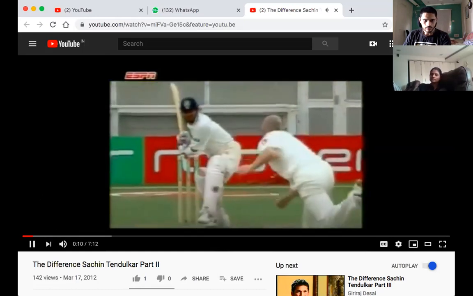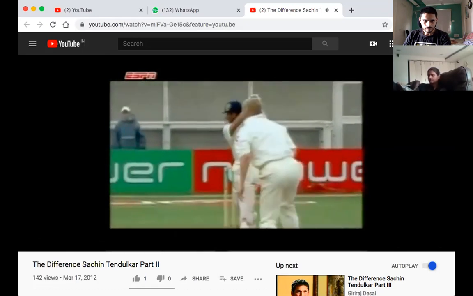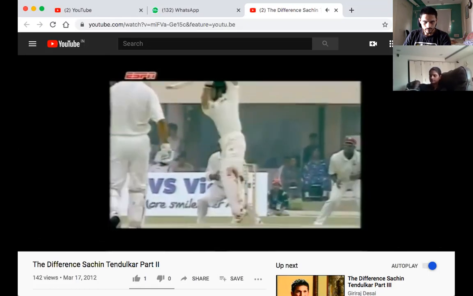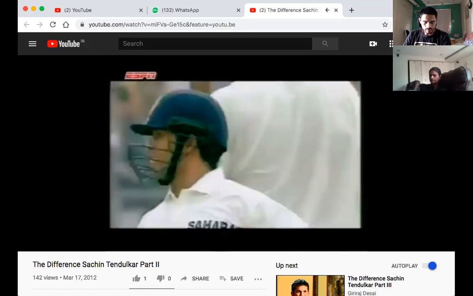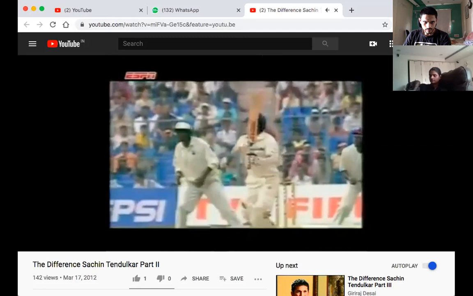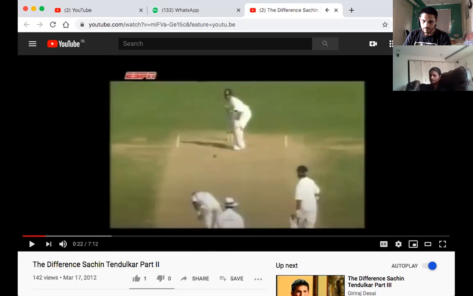What is the difference that sets him apart? To excel in international cricket, a batsman like Tendulkar must have four key attributes: the ideal physique, good technique, a well-honed temperament, and lightning reflexes.